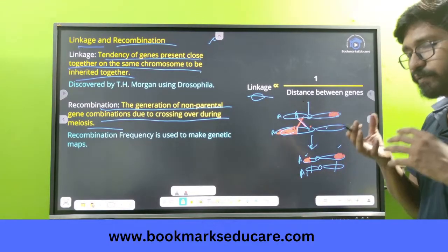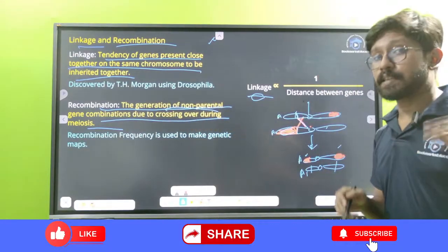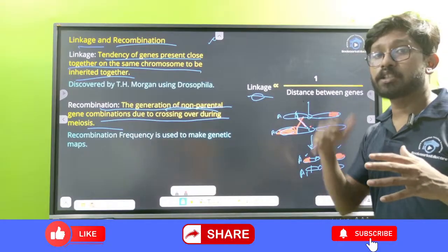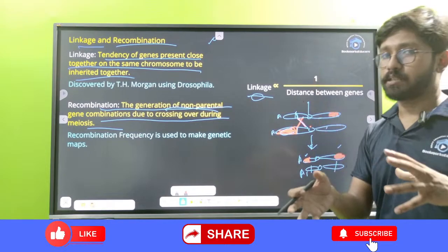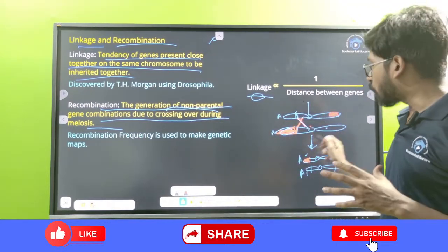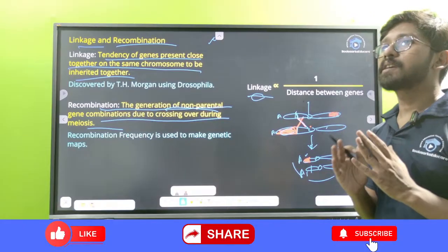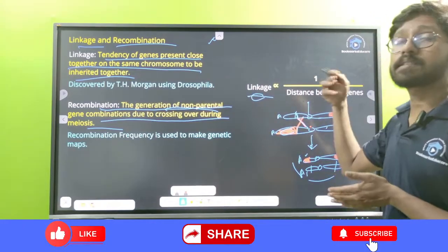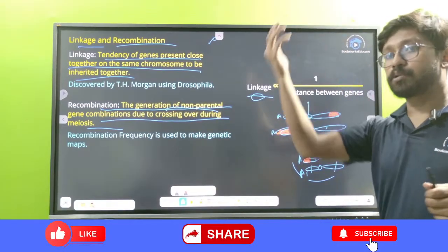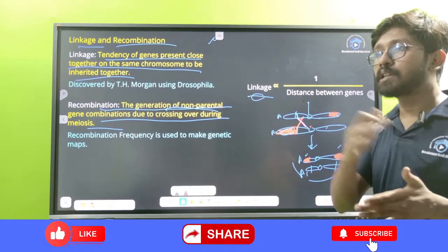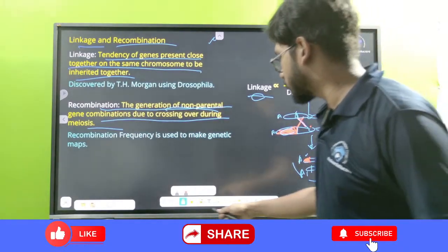These are some processes by which non-parental genes, as in genes that you didn't inherit from your parents, are generated. They cross over and create some different combinations. All these combination creations, and previously we studied the mixing of various gametes, are for the need of variation, because when we study evolution we will see the concept that variation gives rise to evolution, as in if you are not different from all the members of your species you will not get naturally selected. We will see those things in further classes, so stay tuned.